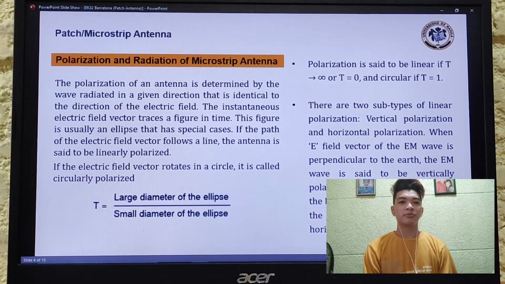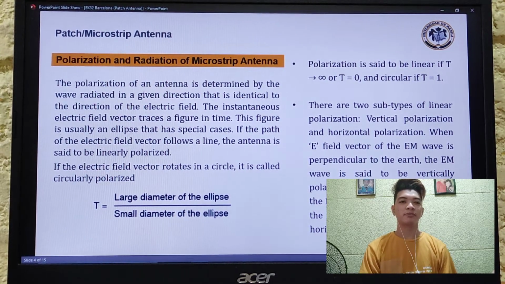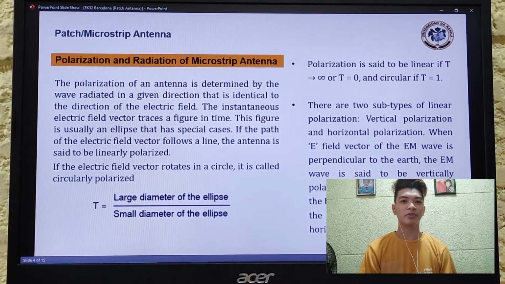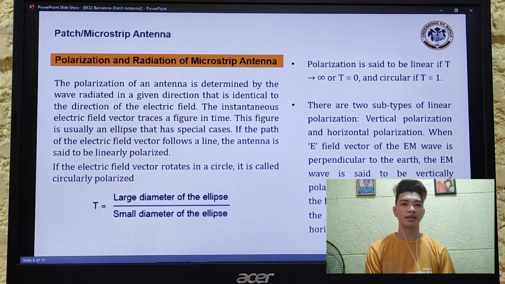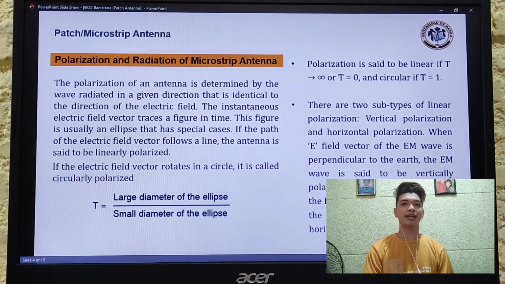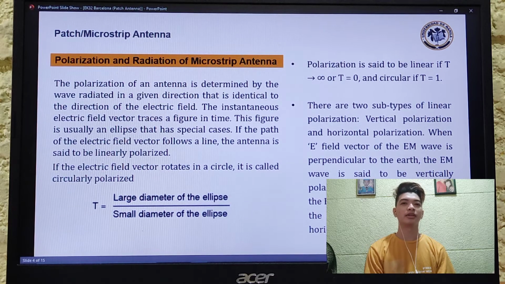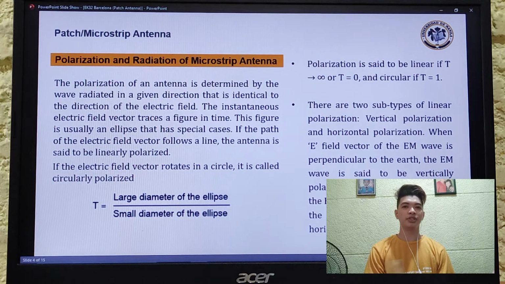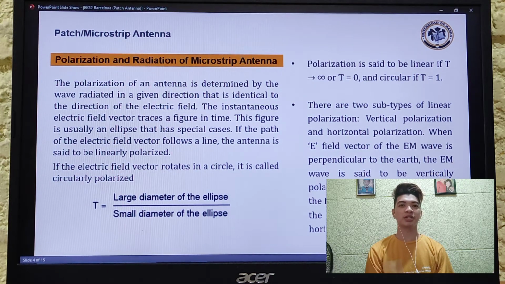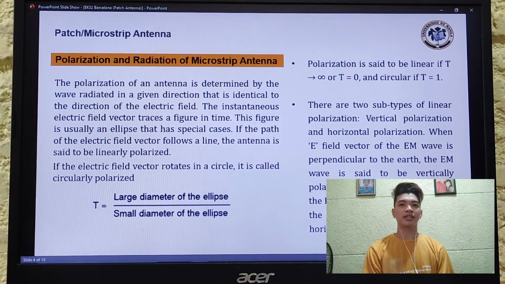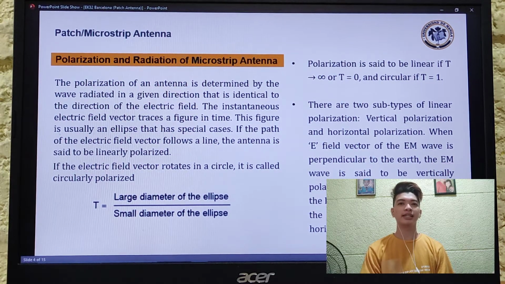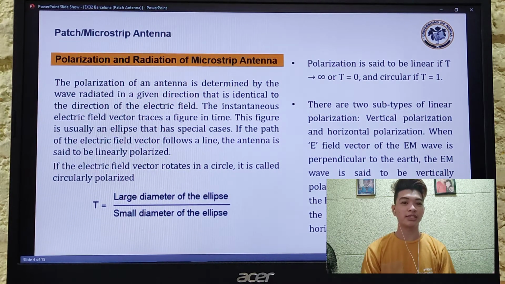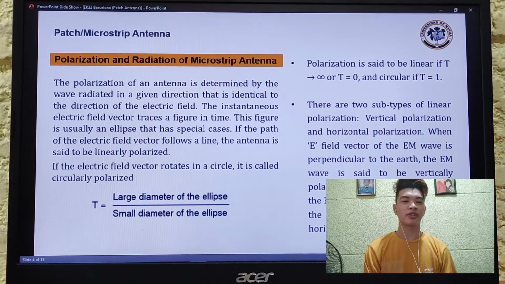Next is the polarization and radiation of microstrip antenna. The polarization of an antenna is determined by the wave radiating in a given direction. That is identical to the direction of the electric field. The instantaneous electric field vector traces a figure in time. This figure is usually an ellipse that has special cases. If the path of the electric field vector follows a line, the antenna is said to be linearly polarized. If the electric field vector rotates in a circle, it is called circular polarization.